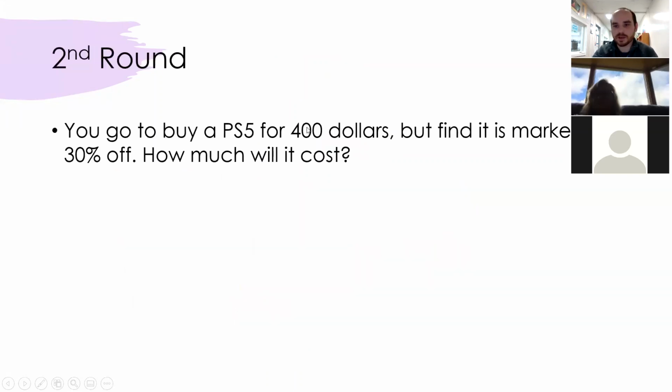So second round of questions. You go to buy a PS5 for $400, but find that it is 30% off. How much will it cost? So this is where we're getting into the percentage of a quantity. There are two different ways you can approach this problem, but be careful. It's 30% off, which does not mean that it only costs 30%. So I want to see if you can figure out how to solve this one, and then I'll talk about it in maybe 2 minutes.